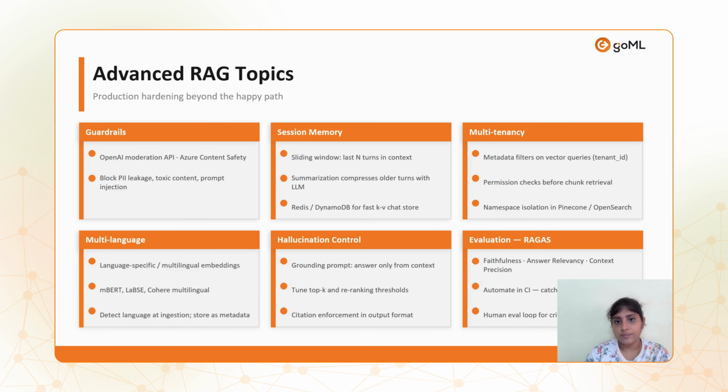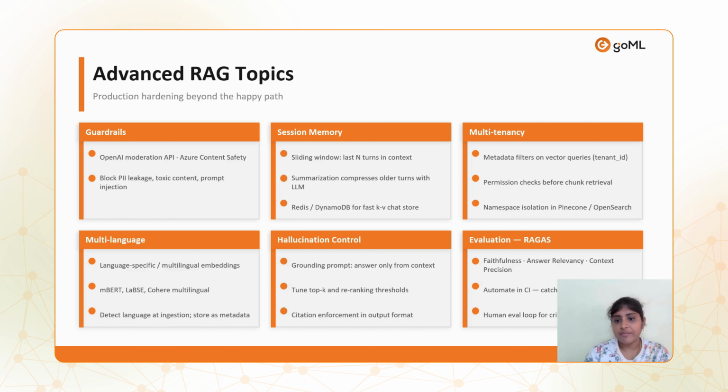Coming to hallucination control. There are 3 levels that can be implemented. First is grounding prompt, like explicitly instruct the model to answer only from the provided context and to say I don't know when the context is insufficient. Next would be to tune top K and re-ranking thresholds to avoid low confidence chunks entering the context. And lastly, to enforce citations. It requires the model to reference source documents in its answers.